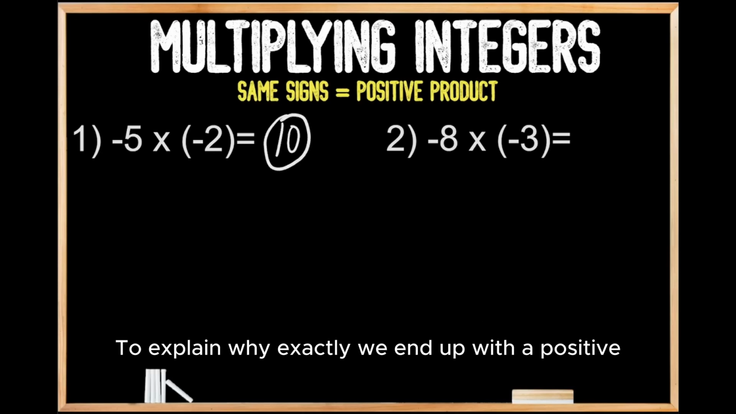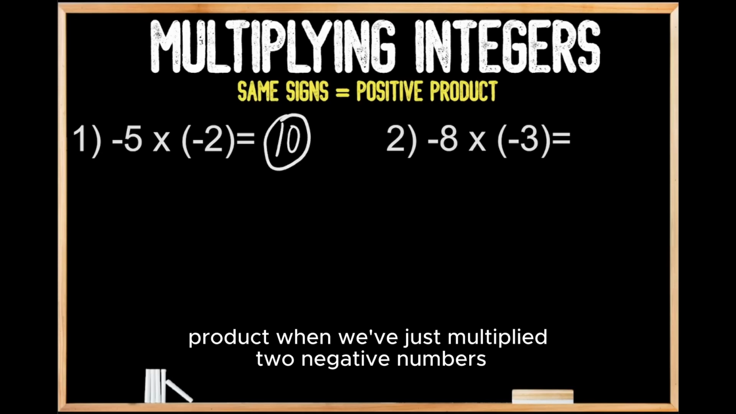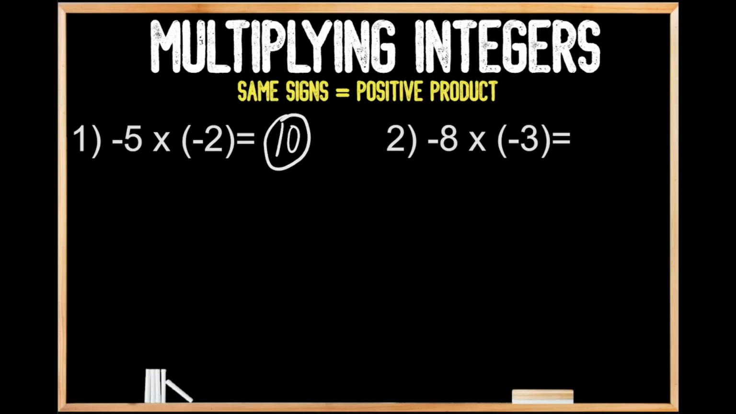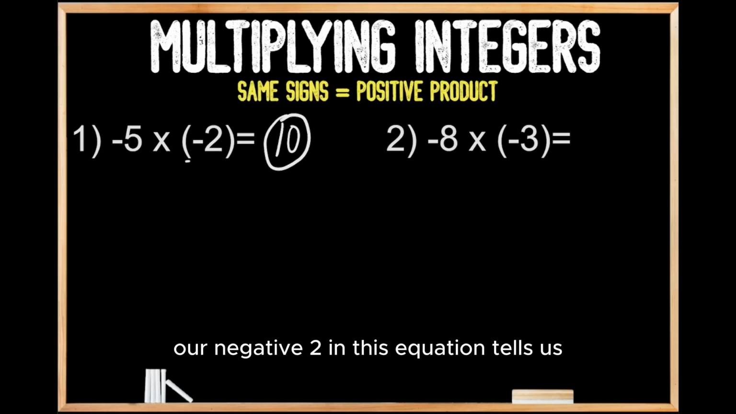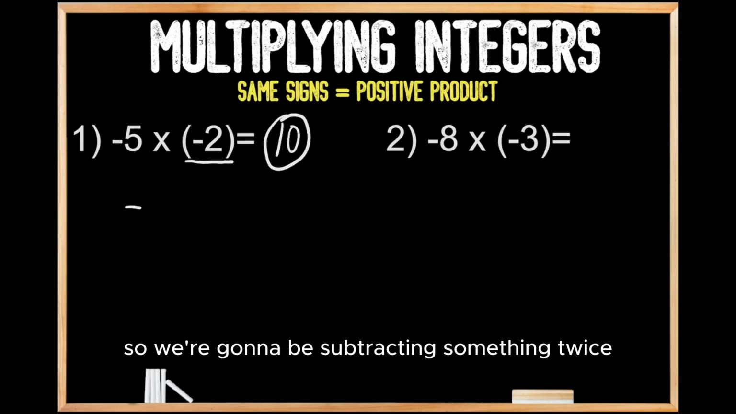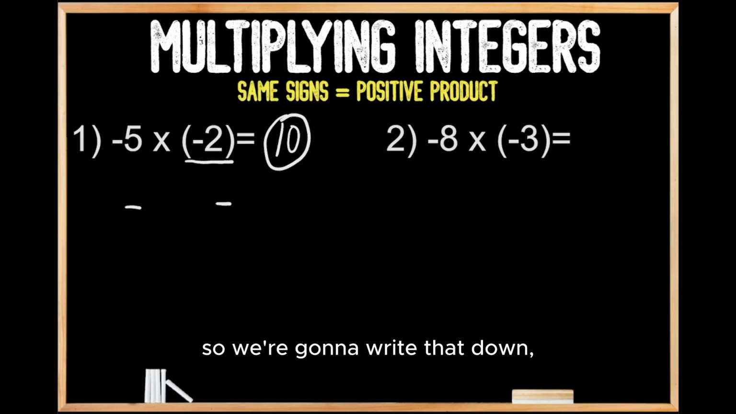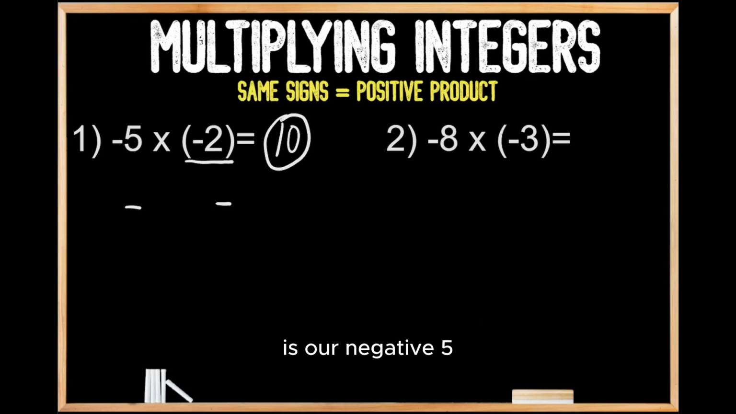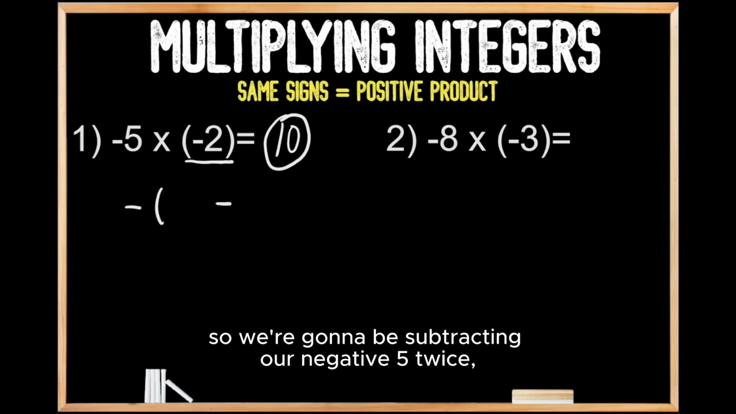To explain why exactly we end up with a positive product when we've just multiplied two negative numbers, let's break apart this equation a little bit. Our second negative here, our -2 in this equation, tells us that we're going to be subtracting something twice. So we're going to write that down. And then what we're going to be subtracting twice is our -5. So we're going to be subtracting our -5 twice.